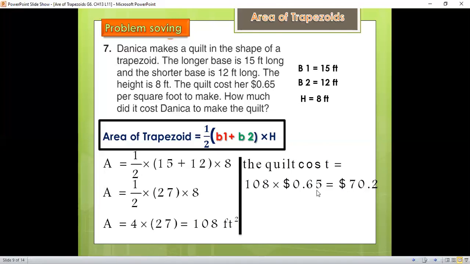But here you can say it's a two decimal place. Then we can put a zero here. Then $70.2, or $70.20. Okay.